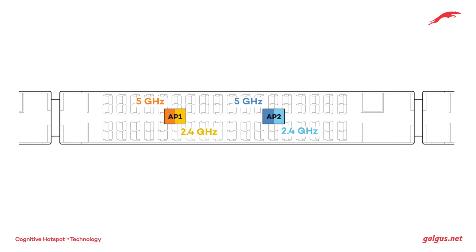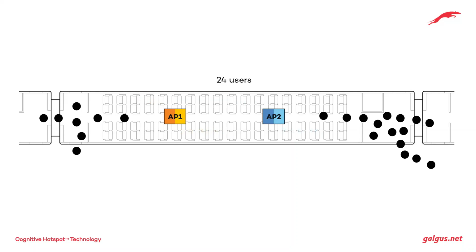Imagine a train carriage with two APs. Each AP has two radios, one in 2.4 GHz and one in 5 GHz. This is a passenger that wishes to connect to the internet. Let us suppose that 24 passengers want to connect to the Wi-Fi network during the trip. There will be more passengers, but only 24 of them will use the internet.